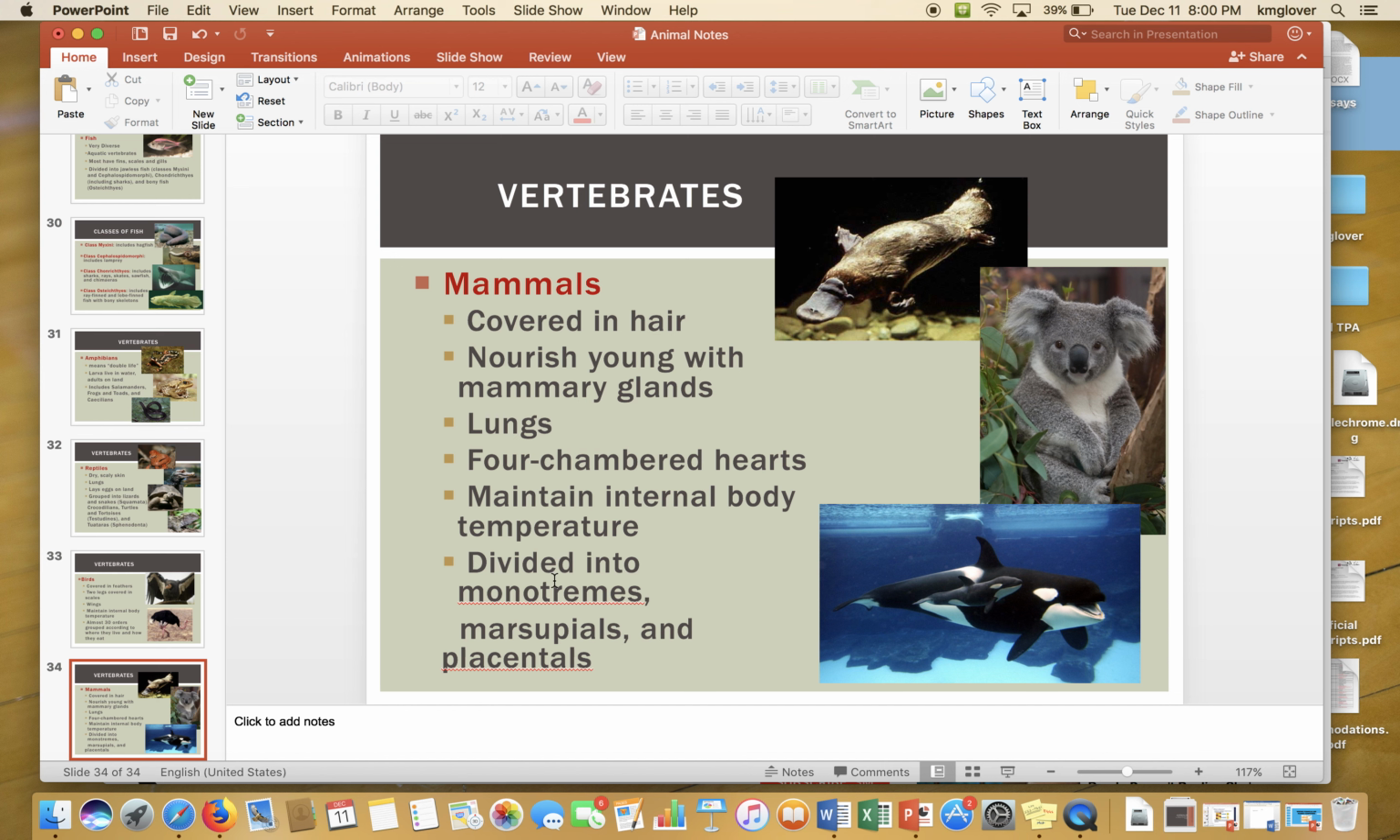Mammals are divided into monotremes, marsupials, and placental mammals. Marsupials are going to carry their young in a pouch. Placental mammals, that's us. We have our placenta. Babies are in their mother's womb, and that's how they get their nourishment. And you have the monotremes. And I believe that monotremes, I think they do external fertilization.